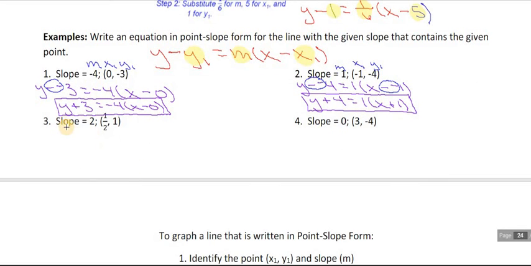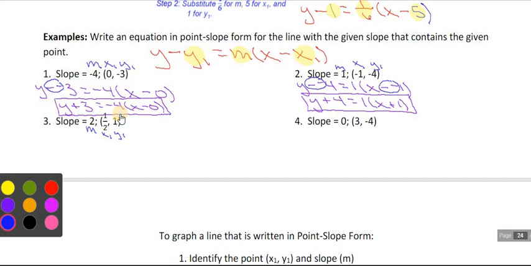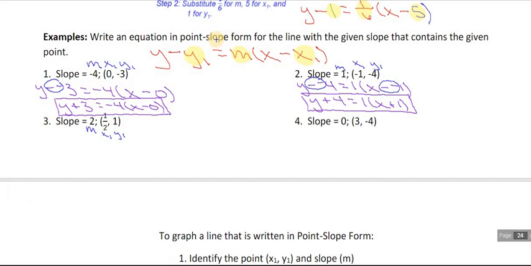Okay, number 3 says our slope is 2, our ordered pair is 1/2, comma 1. So 2 is our m, 1/2 is x sub 1, 1 is y sub 1. So plugging into our formula for our highlighted pieces, y minus y sub 1, which is 1, equals m, which is 2, times x minus x1, which is 1/2. Nothing needs to be fixed there. We don't have any double negatives.